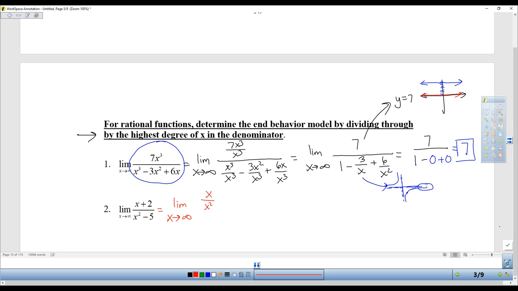Divide through by the highest power of x in the denominator. x squared over x squared minus 5 over x squared. Notice I keep using proper notation. Limit. I get 1 over x plus 2 over x squared, over 1 minus 5 over x squared.